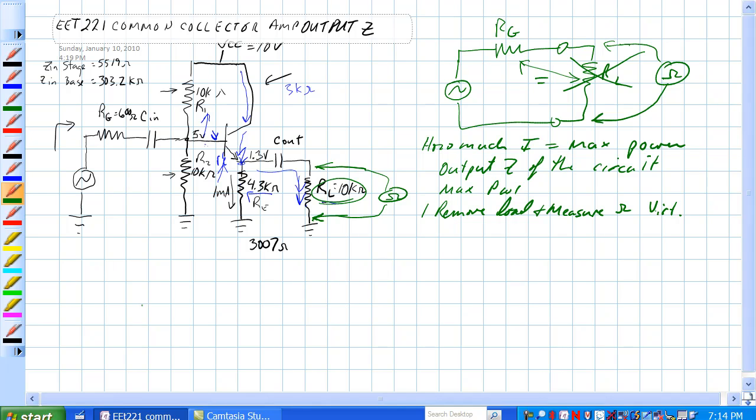So if we remove the load, we're looking into the circuit. Let's see. Let's remove the load. We're looking into the circuit. We see the cap first. We see 4.3 k ohms, RE. What else do we see?